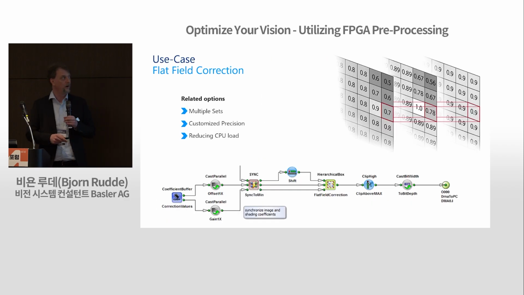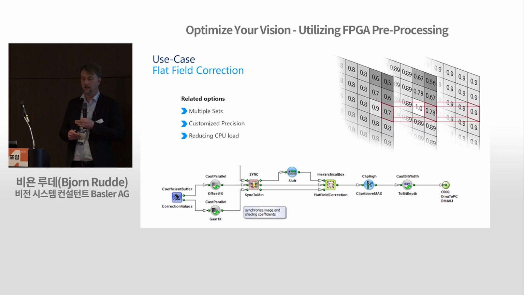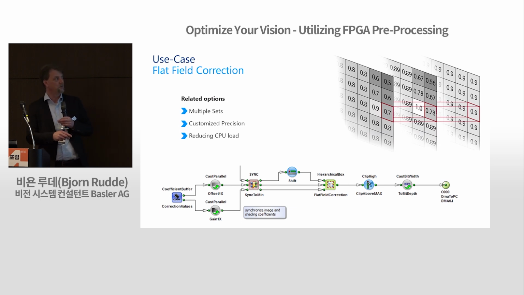So as one of the examples, it's a flat field correction. It's very easy to understand. So you need per pixel coming from your image, an offset and a gain. A lot of cameras and other frame grabber manufacturers, they already give some flat field correction approaches. But in a lot of applications, you need a customized version or even multiple sets that maybe are not supported by the hardware you're currently using.